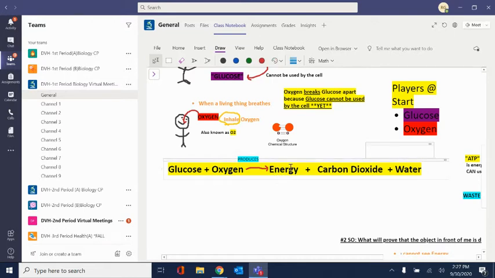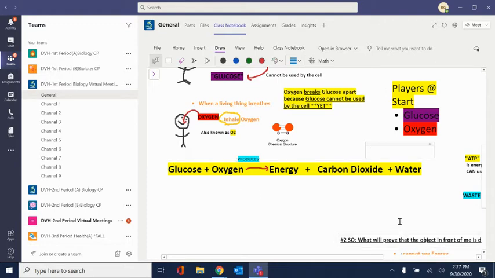This energy that is produced by oxygen breaking apart glucose is energy that the cell can use. We also have another product, which is carbon dioxide and water. Now, I talked about players at the start. I want you to think of this as almost like a video game or some sort of game. And the molecules involved are going to get us to our final destination, to where we need to be.